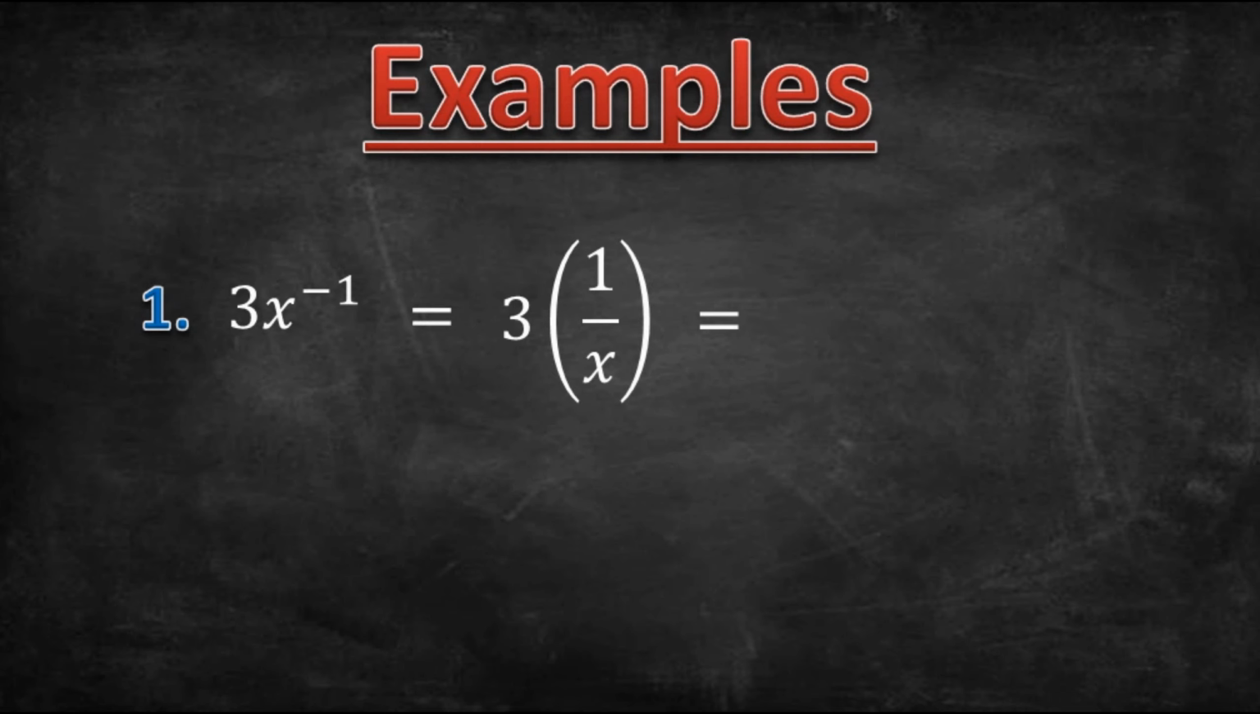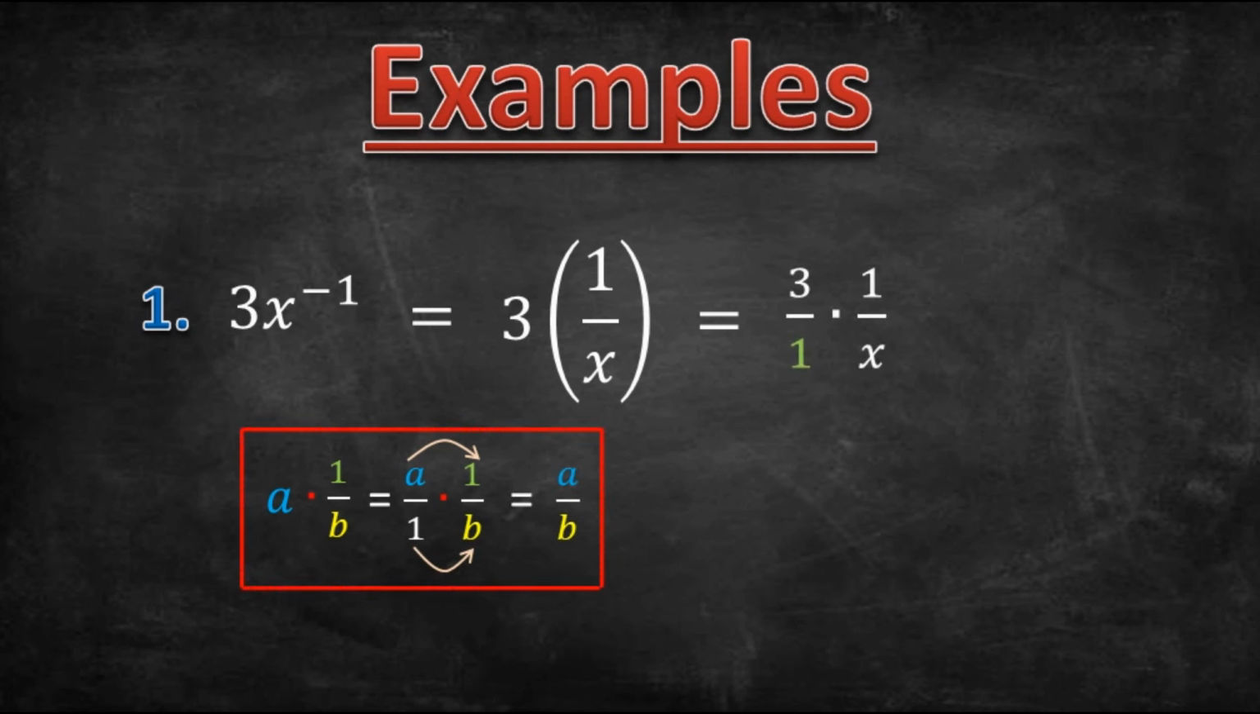Now we're going to use a basic rule of algebra. If we have a times 1 over b, then we can write the a as a over 1. So we have a over 1 times 1 over b. We multiply the numerators and we multiply the denominators. So we have a over b. Using it here, we can write 3 as 3 over 1. So we have 3 over 1 times 1 over x. Then multiplying the numerators and multiplying the denominators, we get 3 over x.